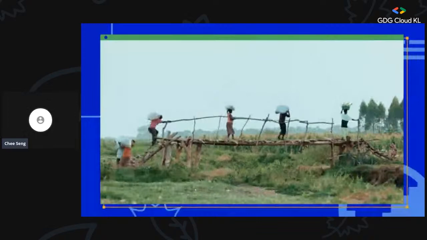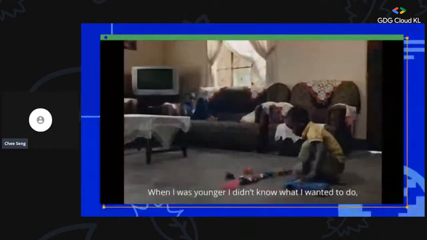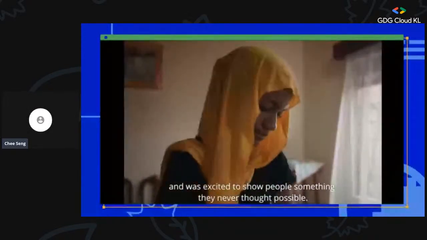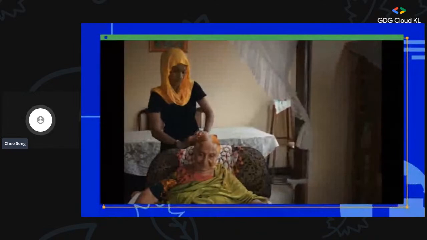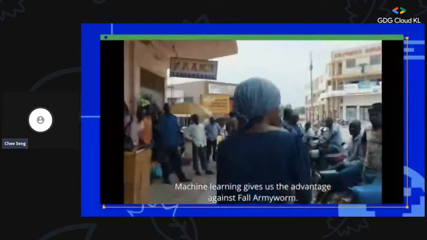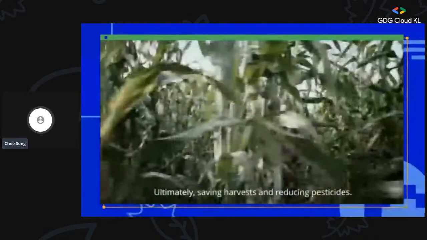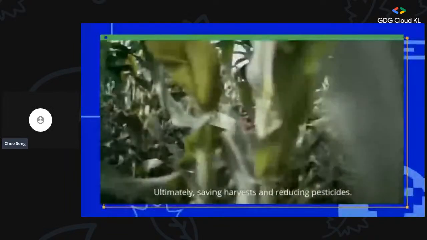When I was younger, I didn't know what I wanted to do, but then I discovered app development, and I was excited to show people something they never thought possible. Machine learning gives us the advantage against fall armyworm, ultimately saving harvests and reducing pesticides.